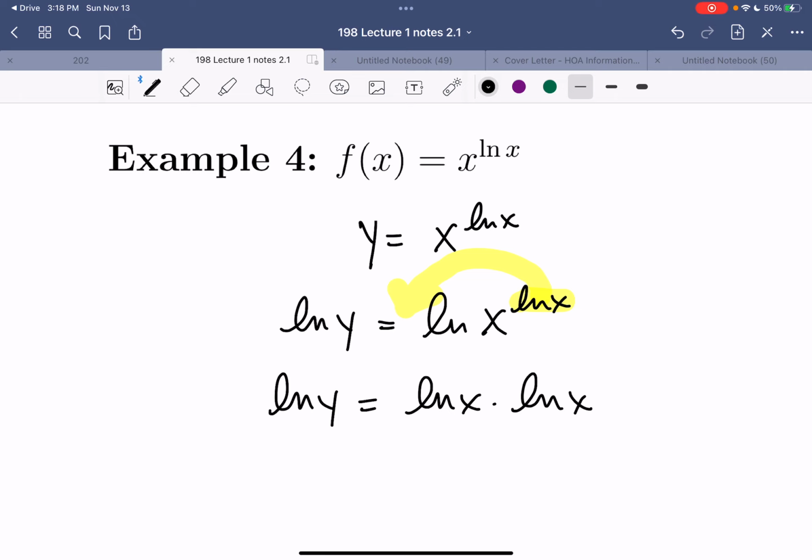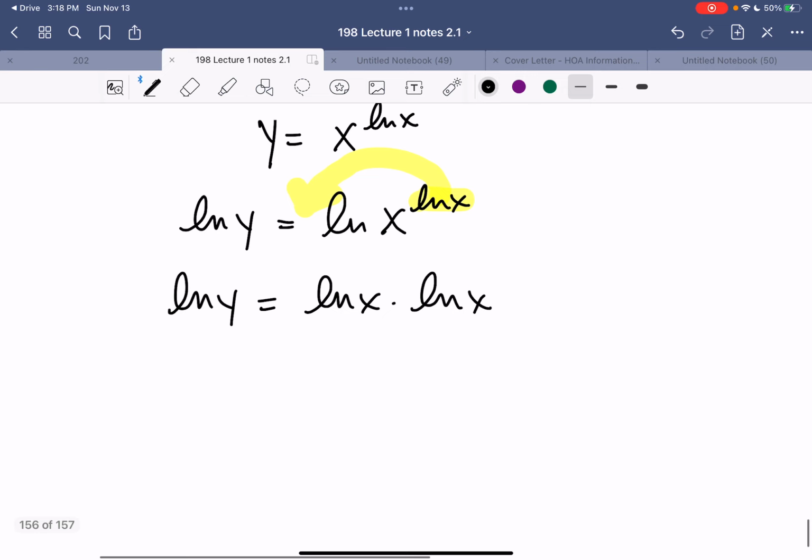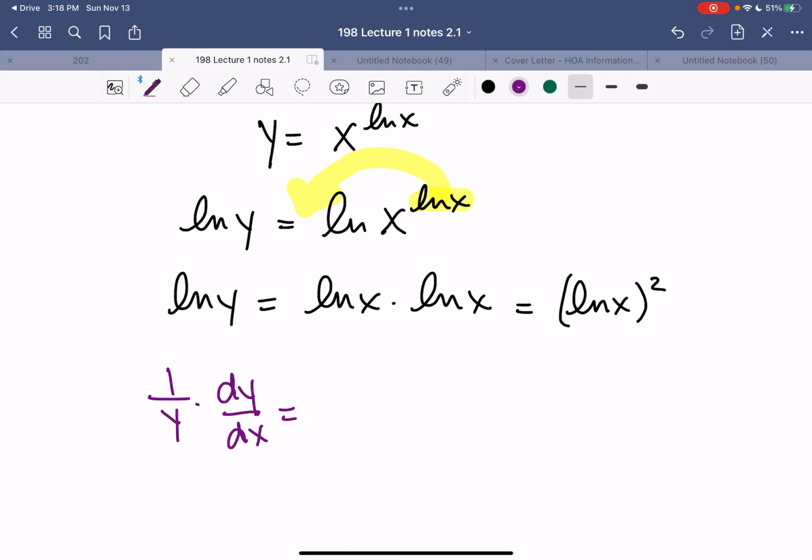Two options here. You can leave it written like that and use product rule, or you could write it as ln of x squared and use chain rule. Your choice on this one. Either way, we're going to differentiate from left to right. So this is 1 over y times dy dx. I'm going chain rule because I don't love product rule either. Chain rule is my favorite.